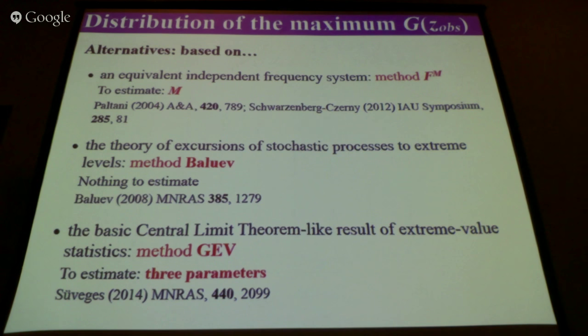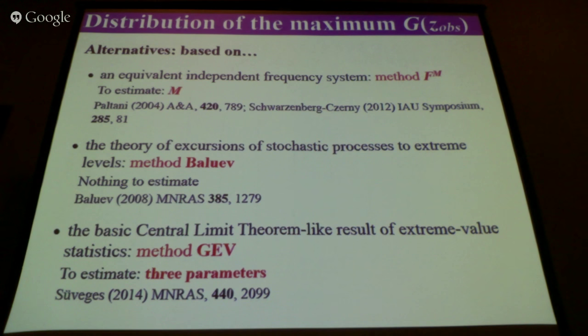The second, I think, is the most correct treatment of the problem, and it is based on considering the periodogram as a stochastic function. There is one parameter to this function, the frequency, and the input is the random variables of our observations. From any set of observations, we define a separate random function. And there is the theory of excursions of these functions to extreme levels. This is background theory of mathematical statistics. This is what Roman Baluev applied, and wrote a very nice closed formula for least squares periodograms. There is nothing to estimate.